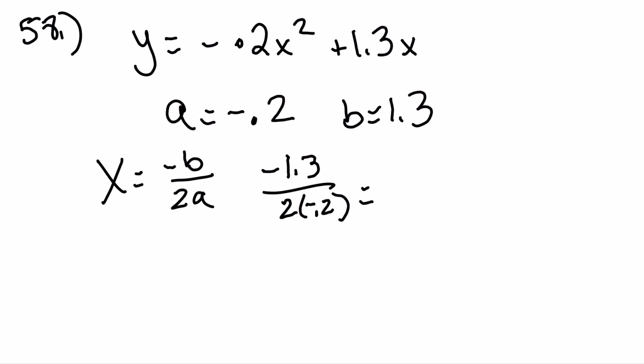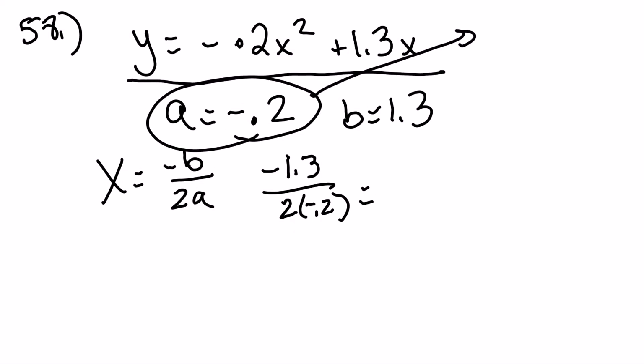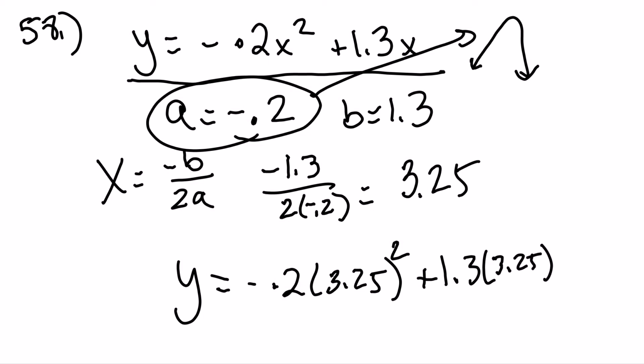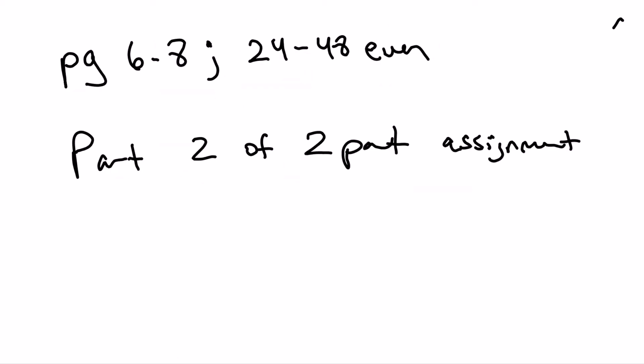58, I have, it just talks about a woodland mouse, and they want to know, can the mouse jump over the fence? Well, this talks about his jumping, so you're just going to find the max of his jumping. I know it's a max because this is a negative, so it tells me it's a frowny face. Alright, so I plug in A and B. I get negative 1.3 over 2 times negative 0.2. I multiply that. I get 3.25. I have to plug that in for X. So I say Y equals negative 0.2 times 3.25 squared plus 1.3 times 3.25. I end up getting about 2.1. So the mouse can't jump over the fence. That's its max height. Alright, there's 2 mistakes on purpose in this video, just FYI.